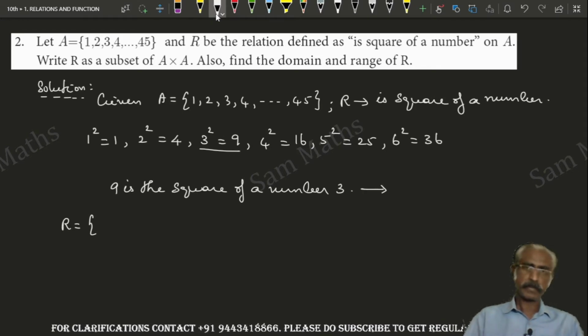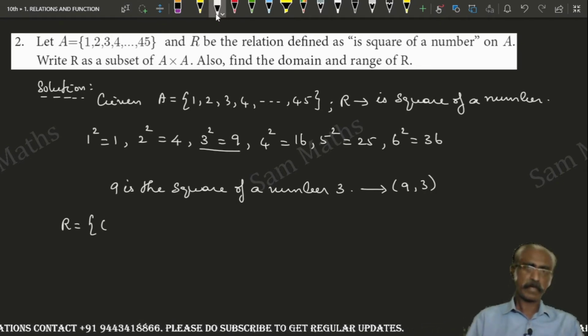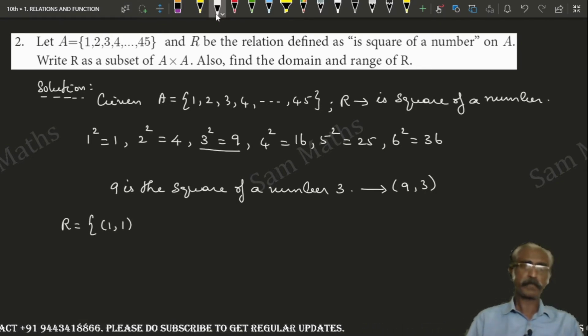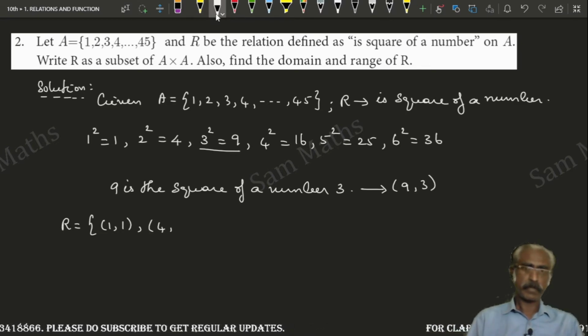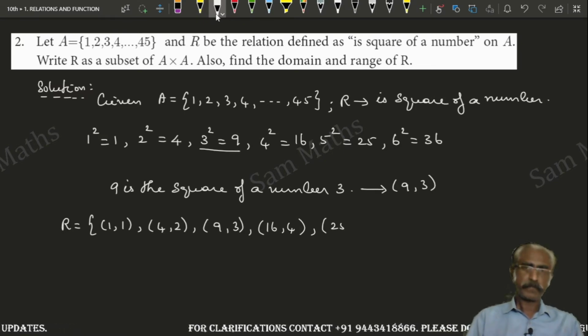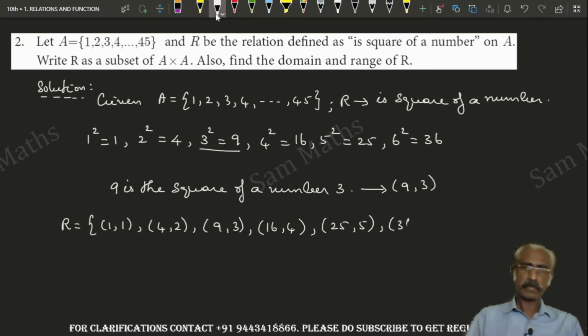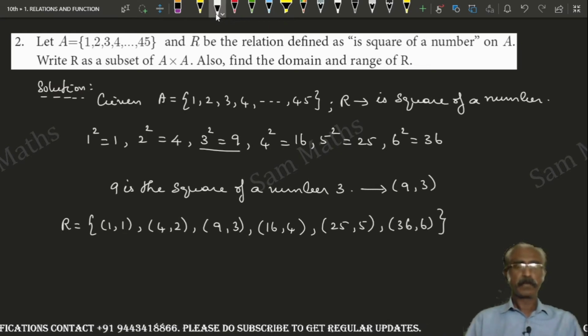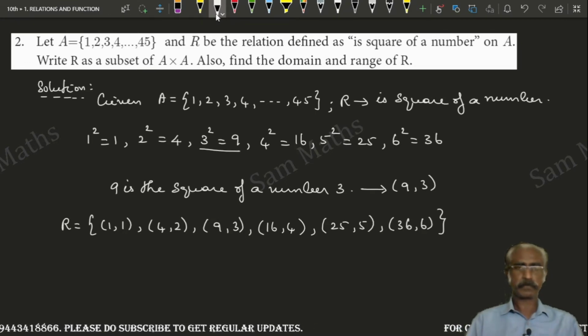Therefore, R is equal to, like this you have to write. What is the meaning of this? This we can write as 9, 3. So the first one I can write as 1, 1. Next is 4, 2. Next is 9, 3. 16, 4. 25, 5. 36, 6. Clear, children?